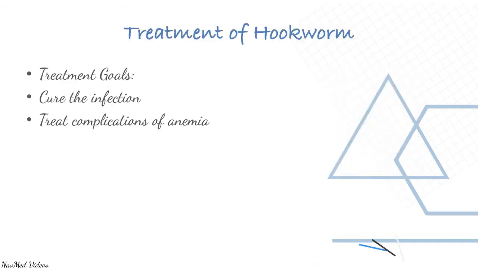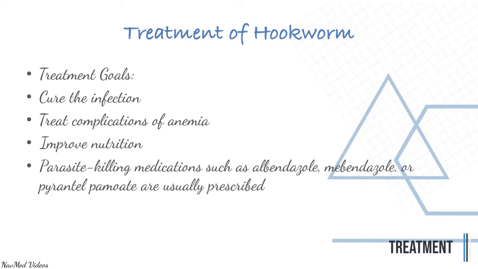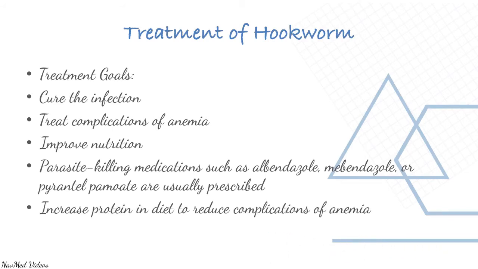Treatment: cure the infection, treat complications of anemia, improve the nutrition. Parasite-killing medications such as albendazole, mebendazole, or pyrantel are usually prescribed. Increase the protein in diet to reduce complications of anemia.